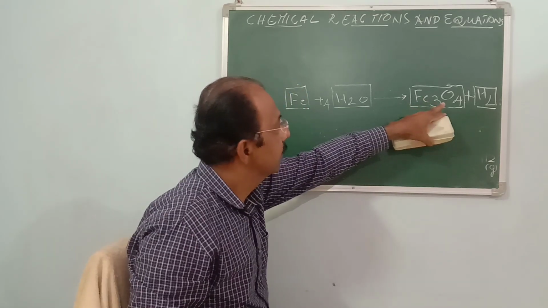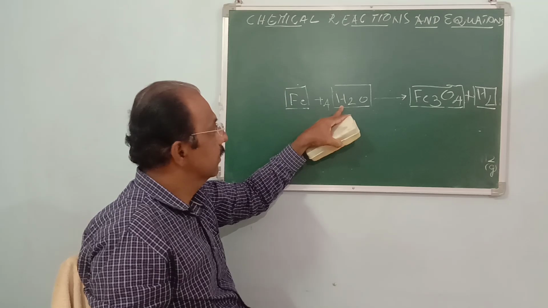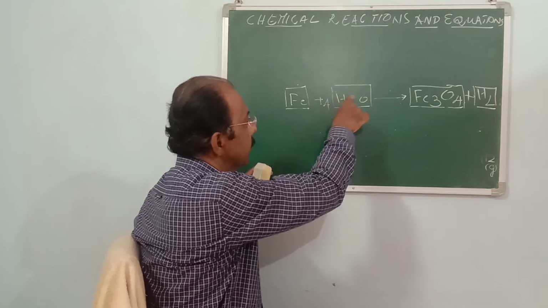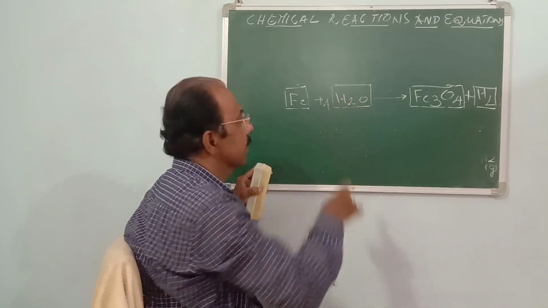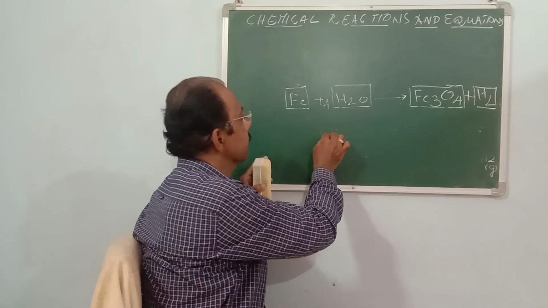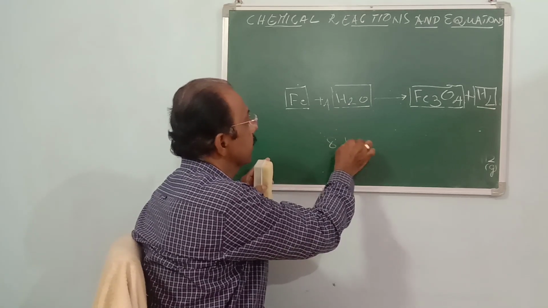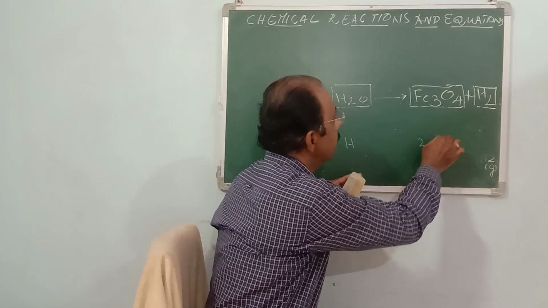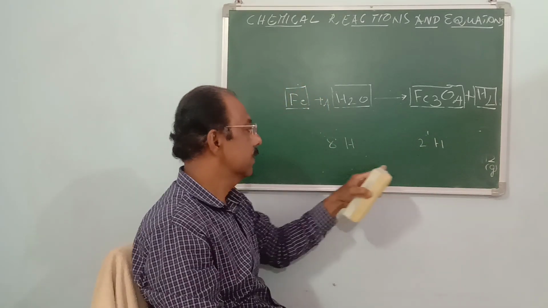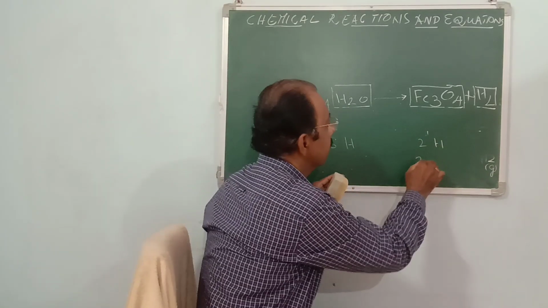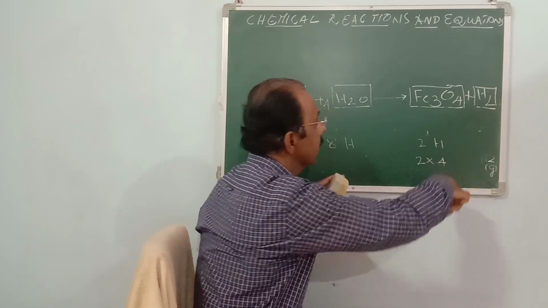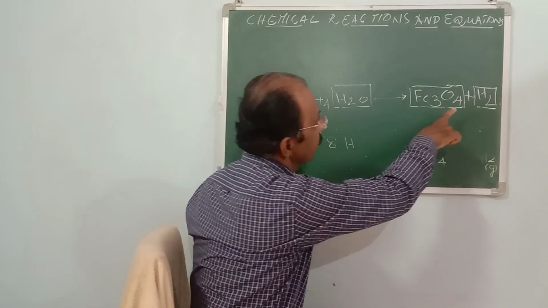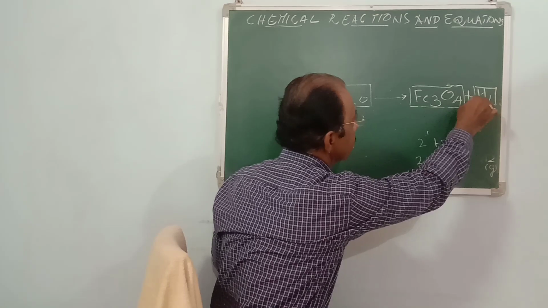Further we move on, we balance hydrogen. On the reactant side, there are 4 molecules of water, which makes 4 into 2, 8 atoms of hydrogen. But on the product side, there are only 2 hydrogen atoms. So we have to balance this. To balance this, we multiply 2 into 4, 8 hydrogen atoms. So we write here outside the box 4.